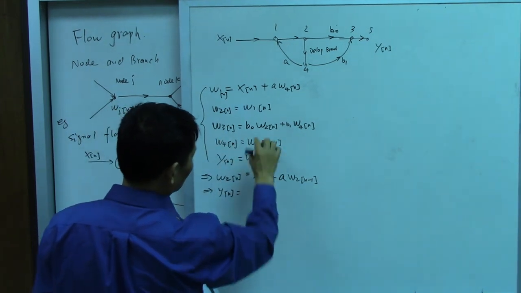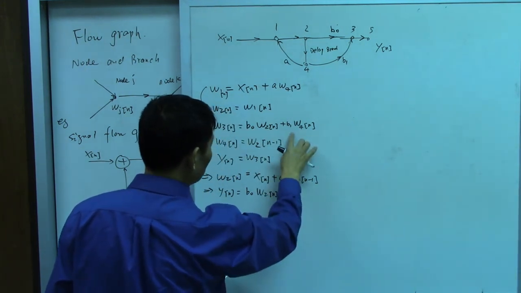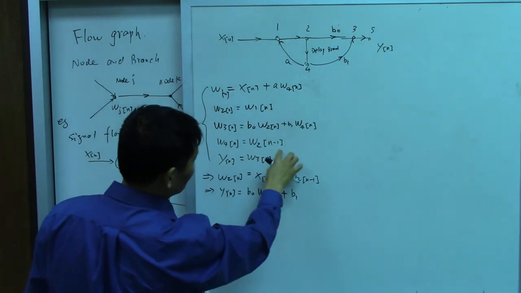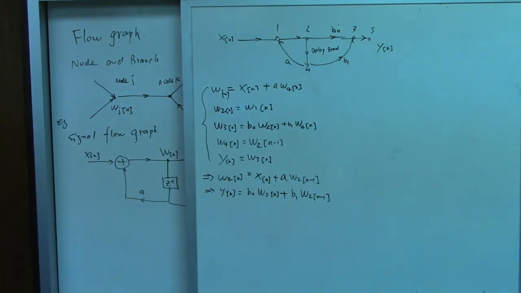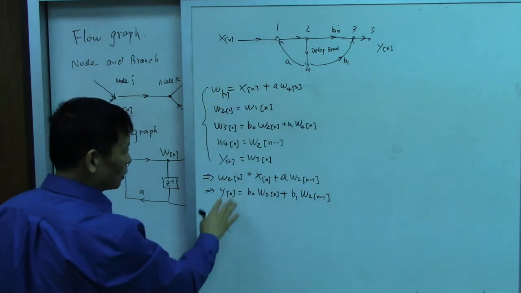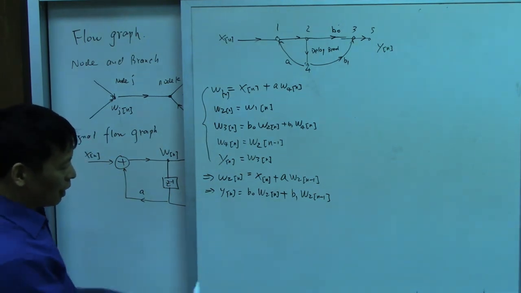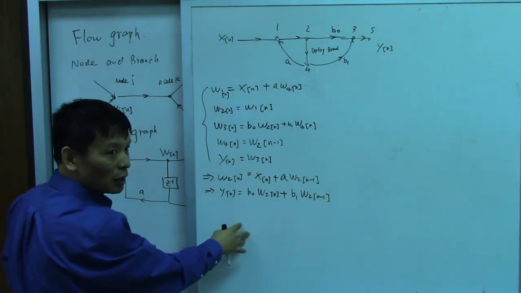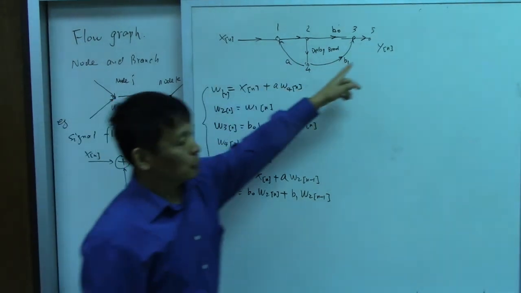W3 equals this, which equals B0 times W2[n], then plus B1 times W4. Okay, W4 is W2 divided by 1 time. Okay, so now we have these 2 equations. We have 3 unknowns, x, y, and W2. Definitely we cannot solve them because we have only 2 equations. But we can eliminate W2, and we can have a relationship between x and y. So this is how we find the relationship between the output y and the input x.